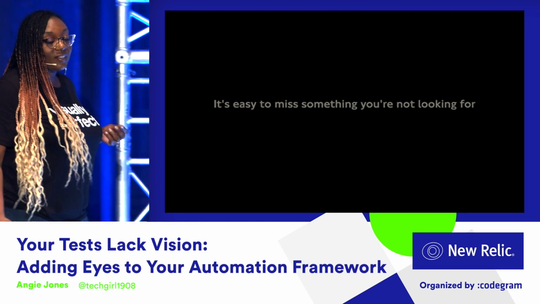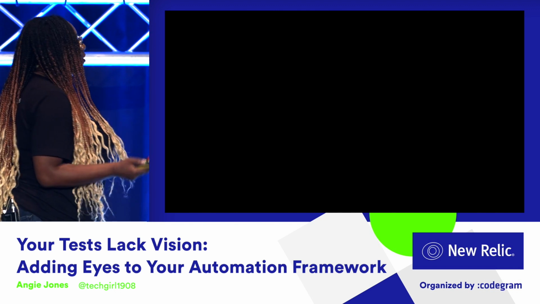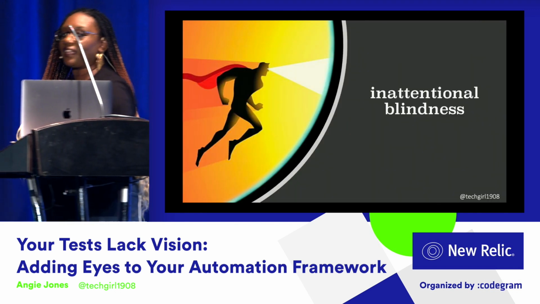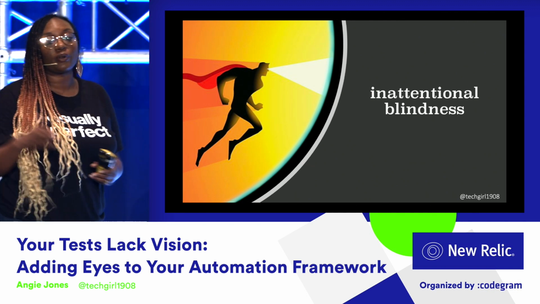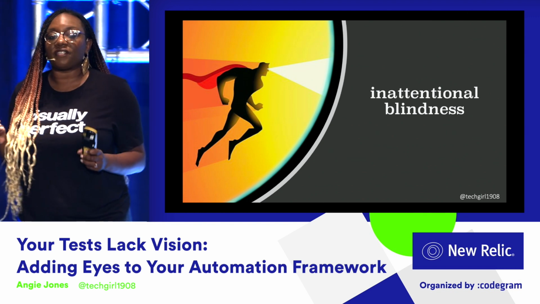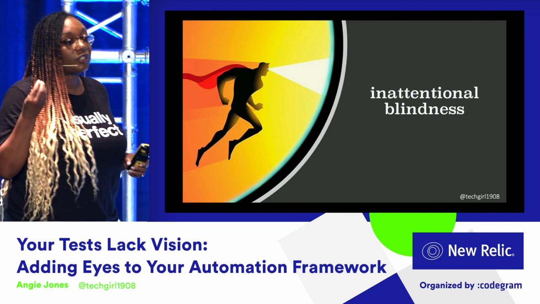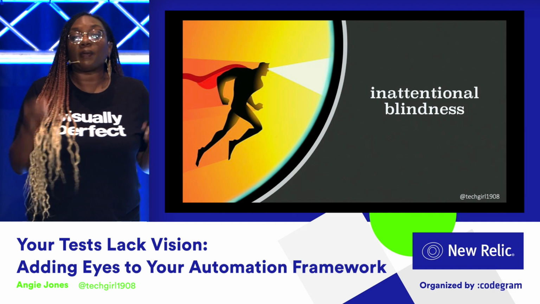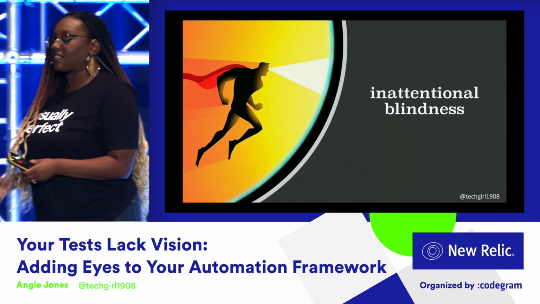So, did you all notice the dead man get up and walk away? Of course you didn't, right? Because we all suffer with inattentional blindness. Inattentional blindness is when you're so focused on a specific task or a specific thing that you don't notice the unexpected things that come into your view. So you miss them. And this is especially common in testing, especially regression testing.